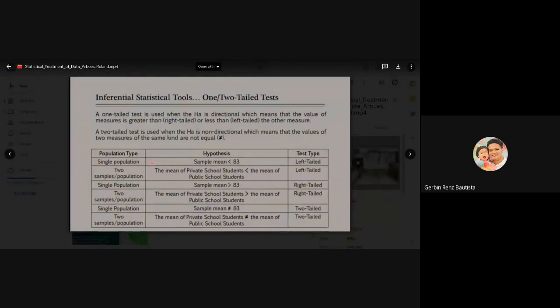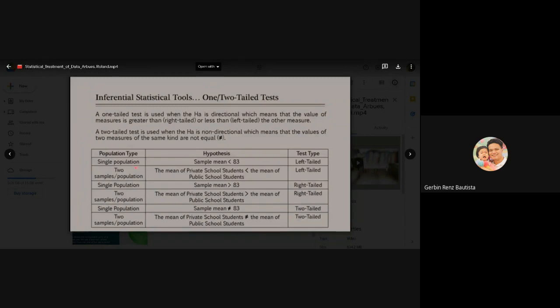for which the HA is stated. A two-tailed test is used when the HA is non-directional, which means that the values of two measures of the same kind are not equal. It has a not equal sign in the alternative hypothesis. To illustrate the difference between a one-tailed and a two-tailed test, consider the table below. For a population type of a single population, and where the hypothesis says that the sample mean is less than 83, the test type would be a left-tailed test.